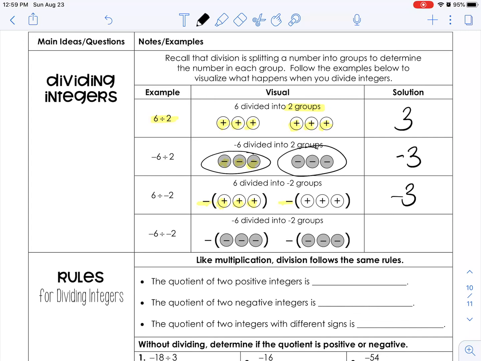And then our last example, negative 6 divided by negative 2. So again, the 2 tells us we have 2 groups, the negative tells us that each one of those groups is negative. And then we're dividing negative 6 into each group. So each group is going to have 3 negative counters. But then remember, the whole group was also negative. So because the group is negative and we have negative counters in the group, our final answer is going to be a positive 3.